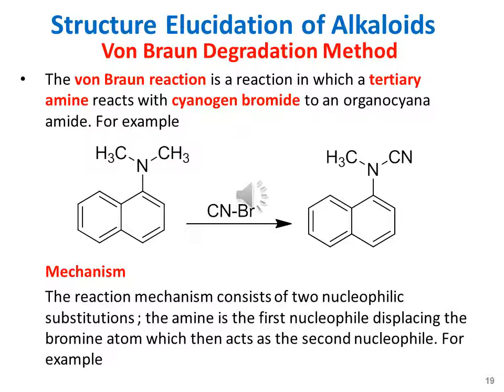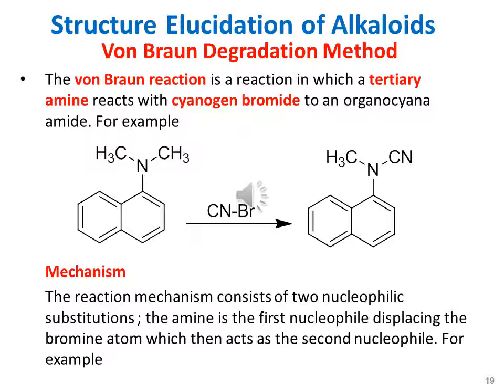In the previous slide, we noticed that if an alkaloid contains a quaternary ammonium functional group, then we may use lithium aluminum hydride or sodium amalgam, which react with this quaternary ammonium salt. If an alkaloid contains a tertiary amine, what degradation method will be used? Under such circumstances, the von Braun degradation method can be used.